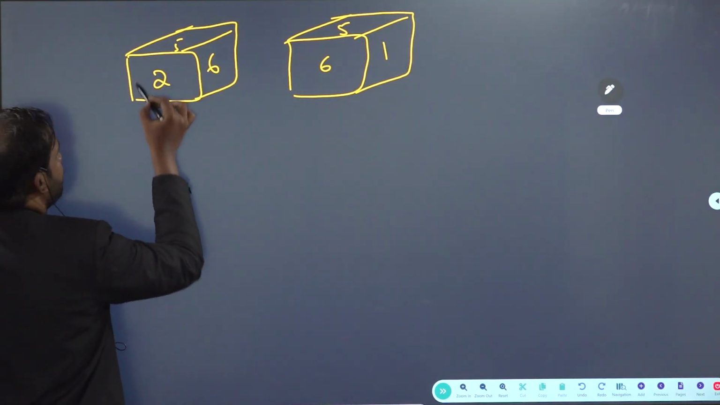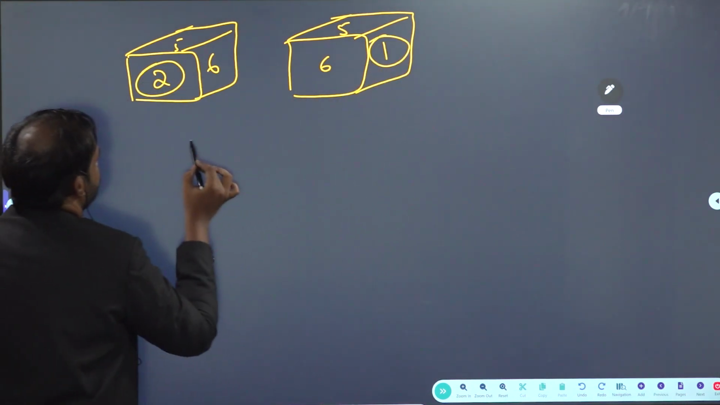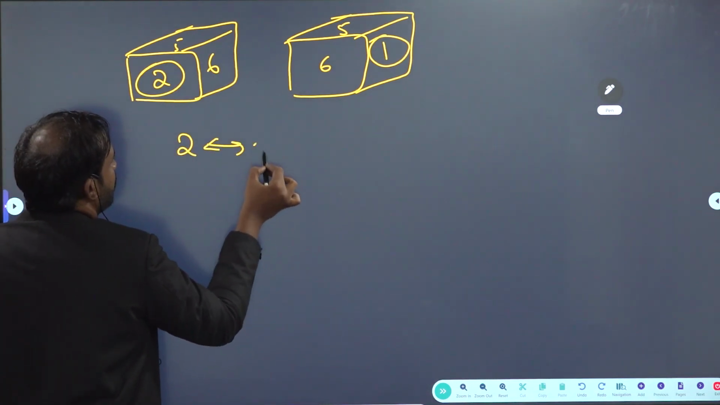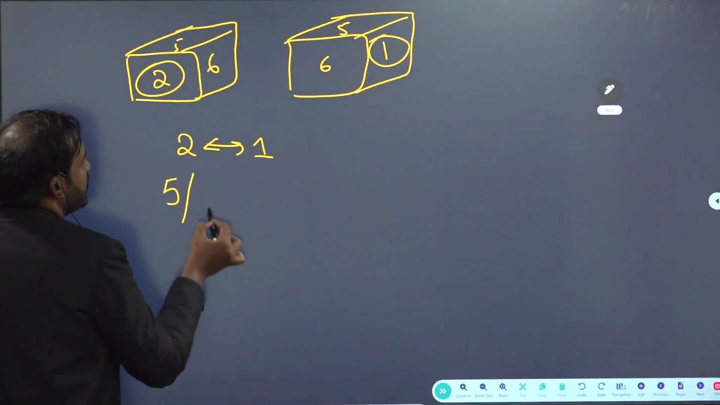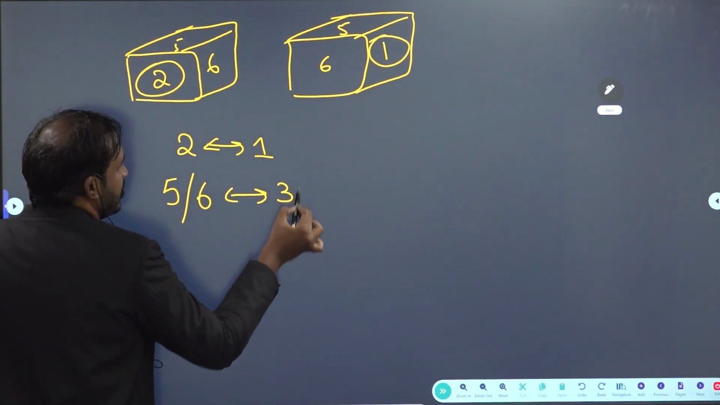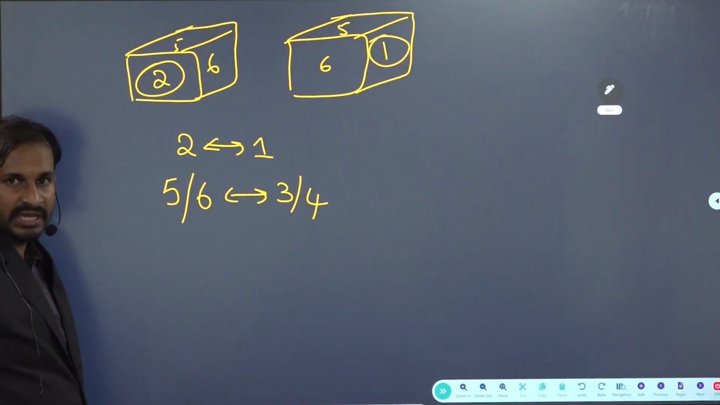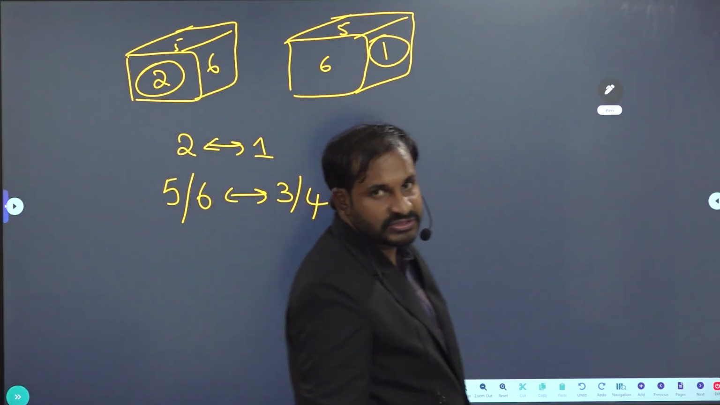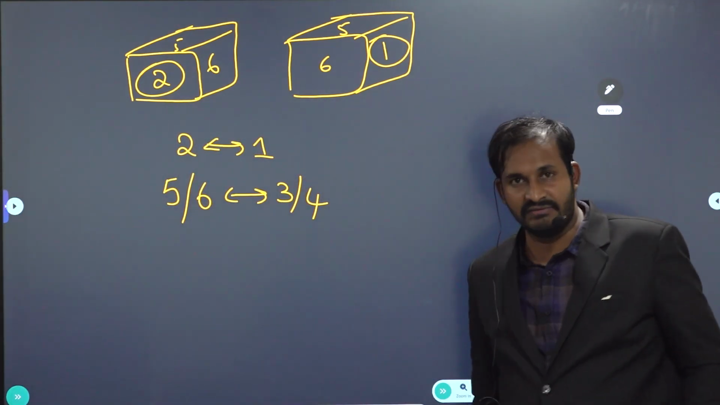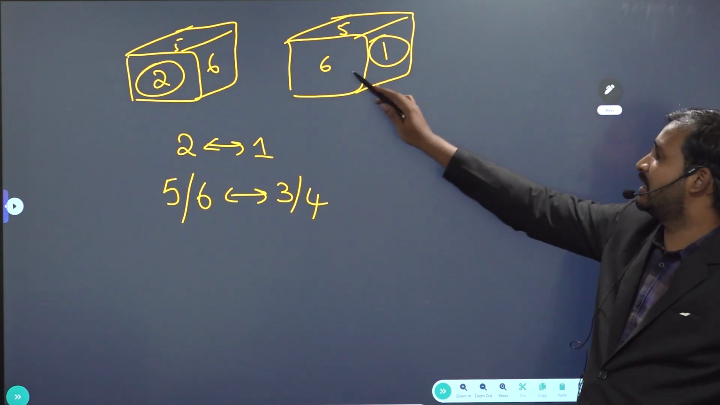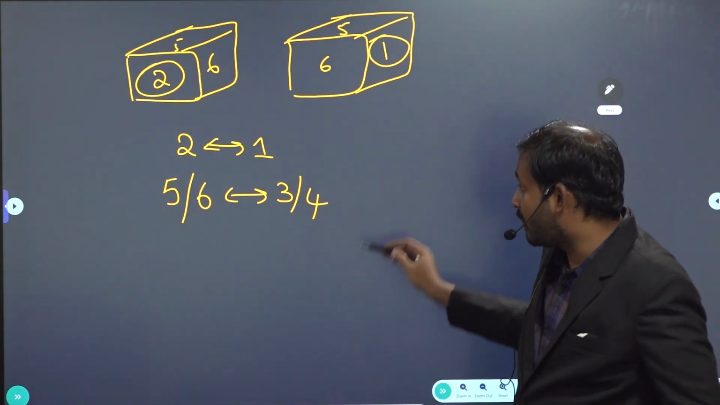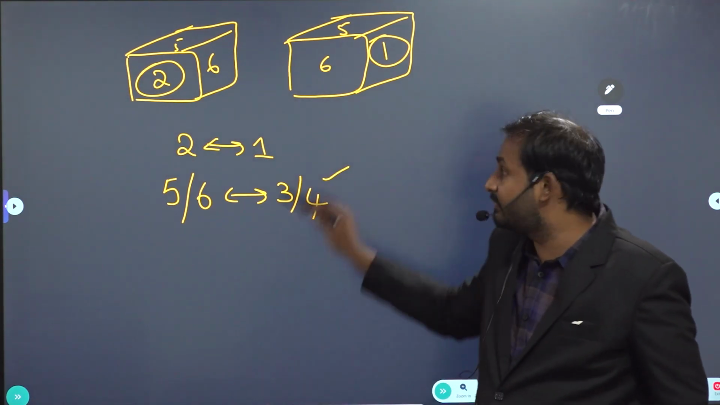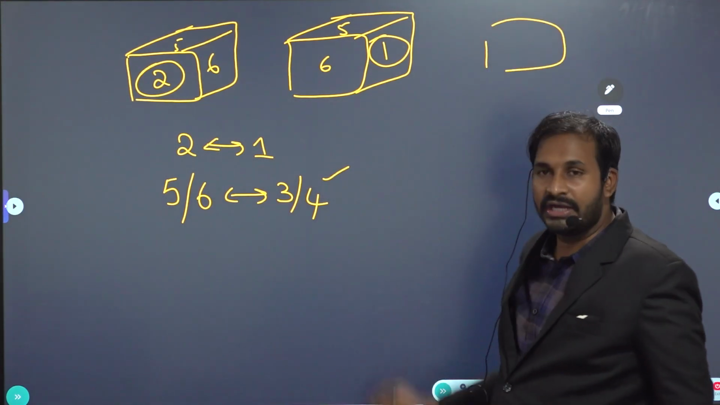So the remaining numbers will be exactly opposite to each other. That means 2 will be opposite to 1 and 1 will be opposite to 2. But we cannot say exactly which number is opposite to 5 and 6. It can be 3 or 4. If the question is based on these numbers, these are the logics they will give you. If there are two common things, they will give you one more projection. If they want clarity between 3 and 4, they will give you one more projection. Okay, that is the case.